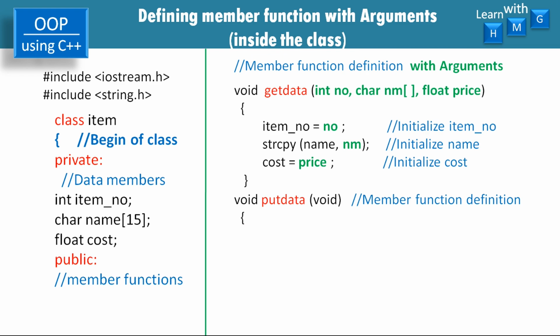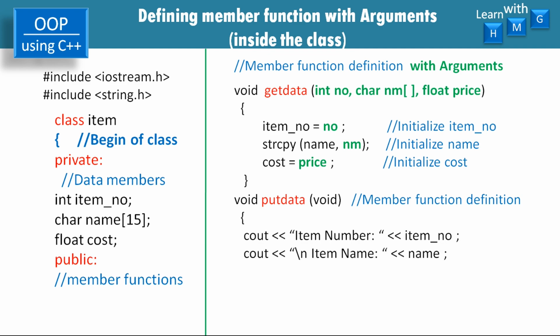First line will be cout insertion operator item number, and second is cout insertion operator item name, cout insertion operator item cost, and then end of the function with empty return. So here if the function is not returning any value, there are two ways in C++. Either you may not write the return statement if it is a void function, or if you want to write the return statement, then it should be an empty return. Empty return means what? Return semicolon, no need to write any value or the variable name. So like this, here the complete class is defined.